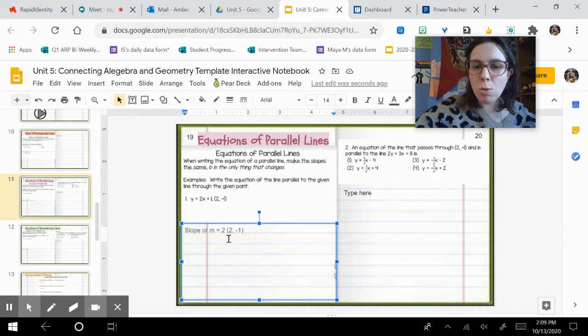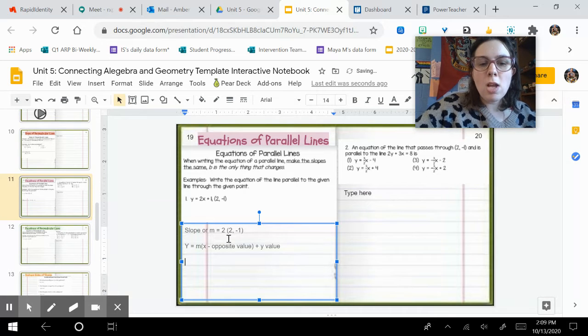Remember, point slope is y equals the m times the x minus the opposite value plus the y value. So we're going to do y equals 2 as our slope times x. Now our x value is 2, so the opposite is -2, so x minus 2. And then we have the y value -1. So now to transform this into slope-intercept form, we need to distribute and get rid of the parentheses. So I'm going to distribute 2 times x and then 2 times -2. Y equals 2 times x is 2x. 2 times -2 is -4. Bring down the -1.